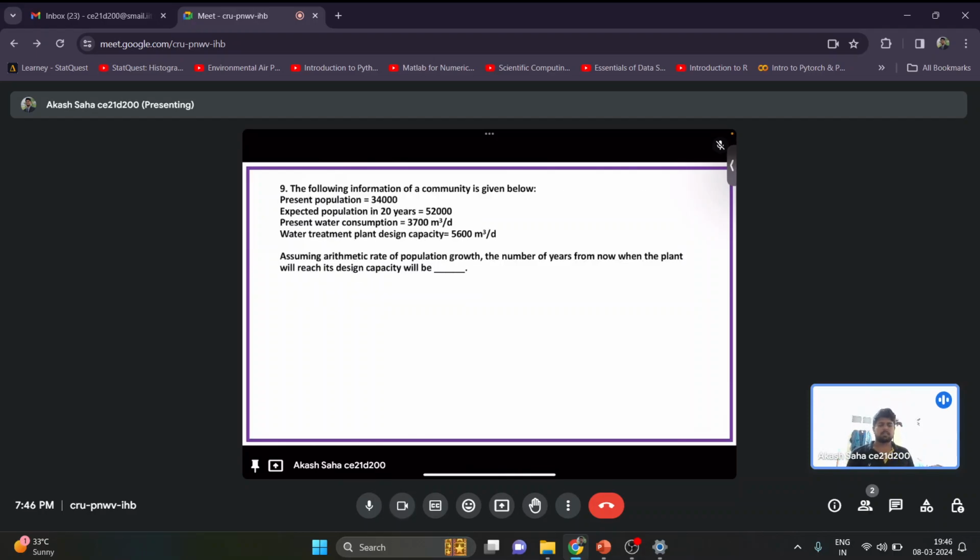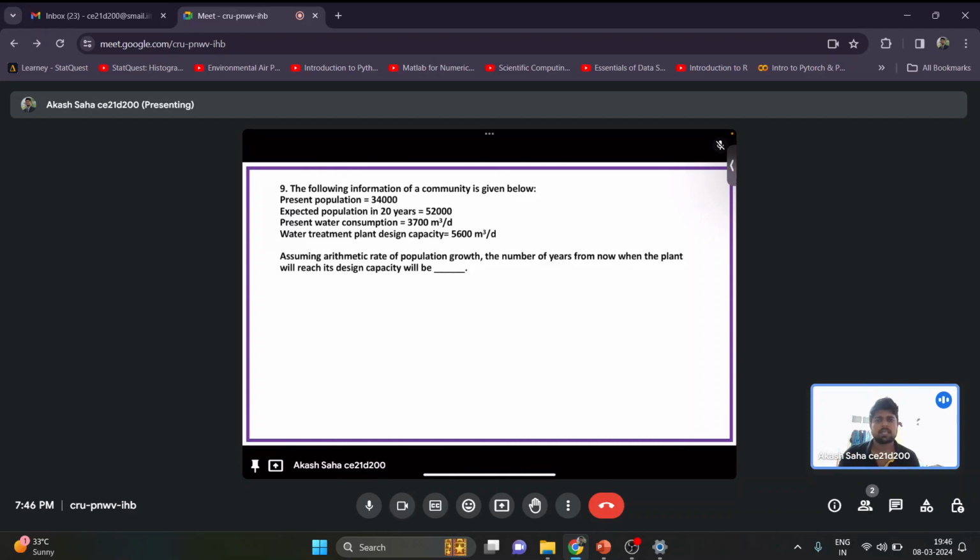Now again, a small numerical. It says that the following information about a community is given below. The present population is 34,000 and the expected population in 20 years is around 52,000. The present water consumption is around 3,700 meter cube per day, and the treatment plant capacity for which it is designed is 5600. So we have to assume arithmetic rate of population growth and find out the number of years from now when the plant will reach its design capacity.